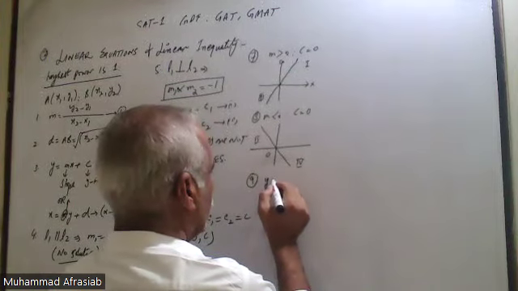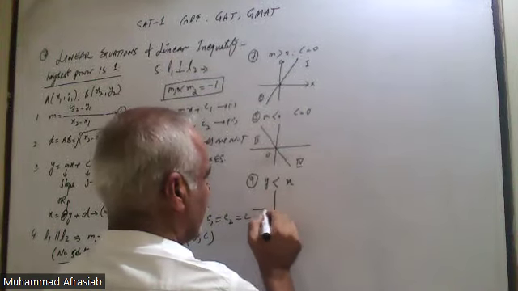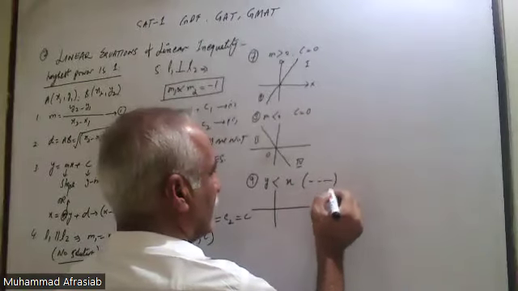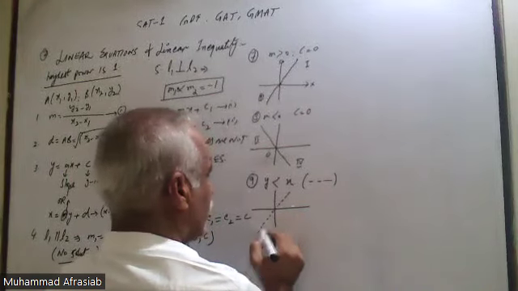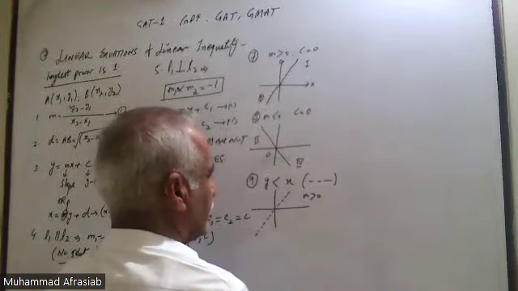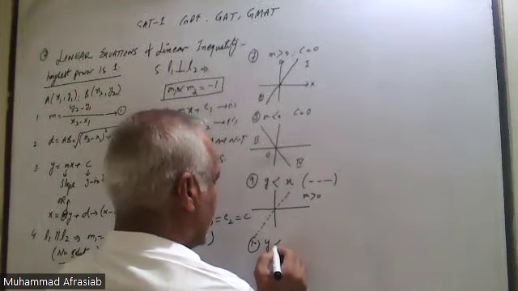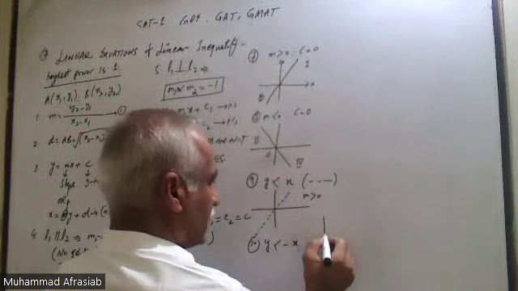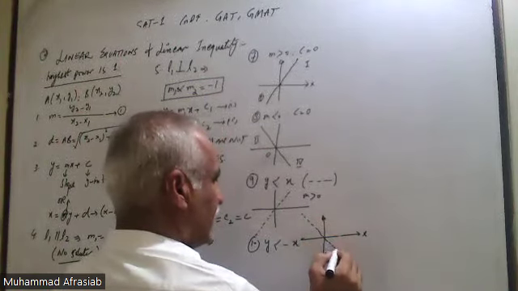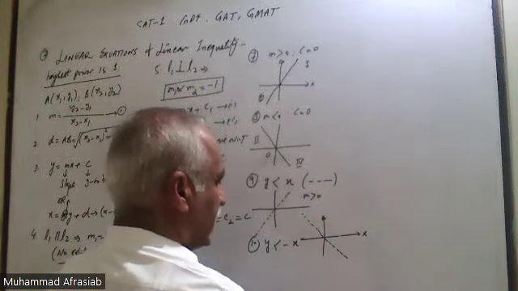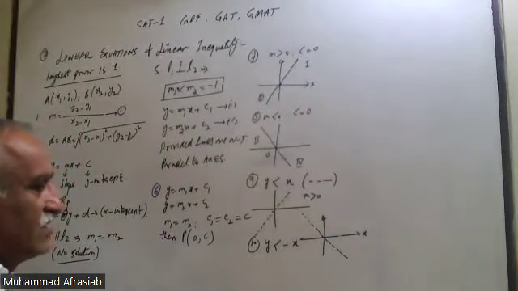For the inequality y is less than x, the line will be drawn dotted. So this is the equation of that line where the slope is positive. And if y is less than minus x, then this is the equation of the line passing through the origin, and the dotted line would represent y less than minus x.